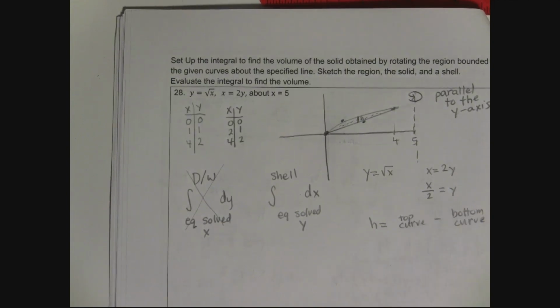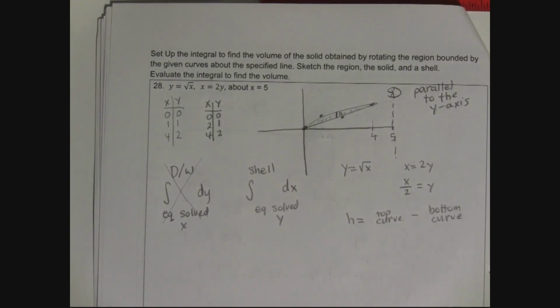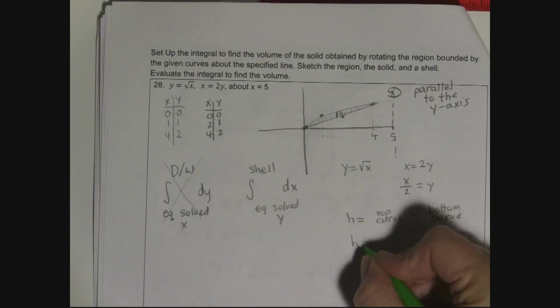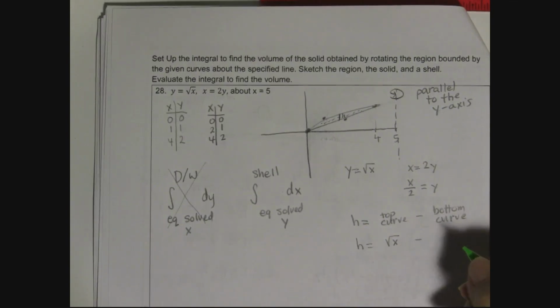That's what I let h always be: top curve minus bottom curve, or right curve minus left curve, depending on if h is going up and down or if h is going left and right. So the top curve is the square root guy. And so this is going to be h equals the square root guy, minus the bottom curve, which is x over 2.